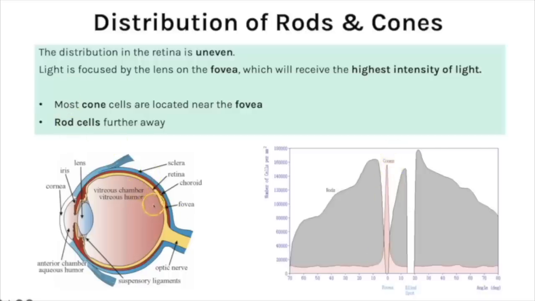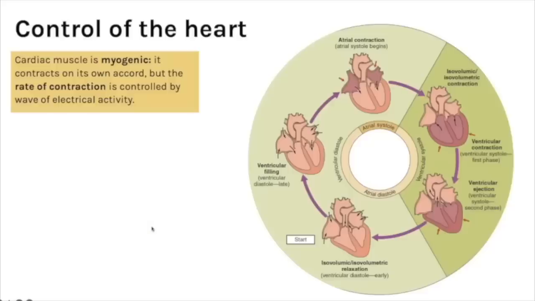The rod cells can still detect light even at low light intensities, and that is why they are found further away, where there'll be slightly less light being able to reach that part of the retina.